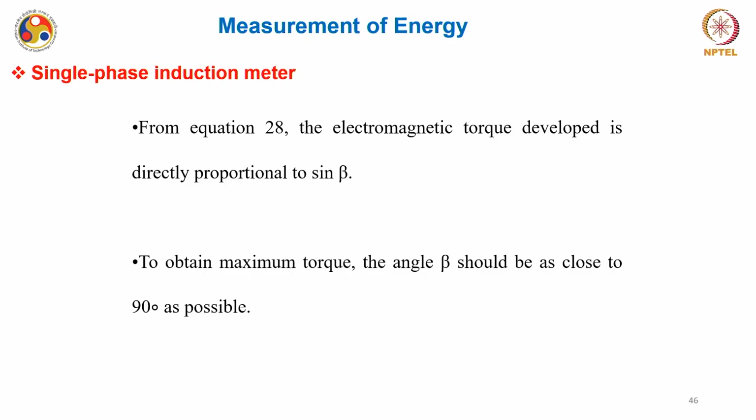Now, we can also see from this torque equation that the electromagnetic torque which is developed, TD, is directly proportional to sin beta also, along with the cos alpha. So, it means that to obtain maximum torque, the angle beta should be as close to 90 as possible, so that the sin beta term is as high as possible.